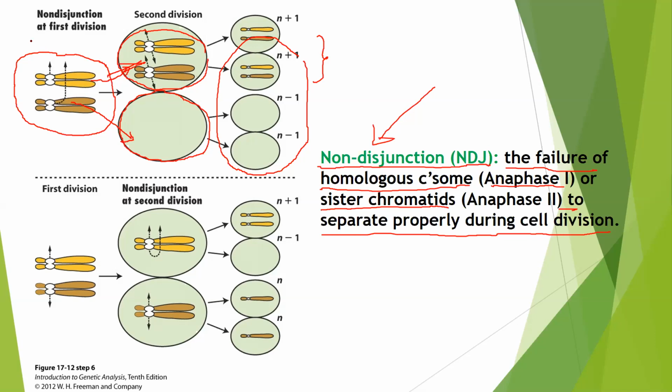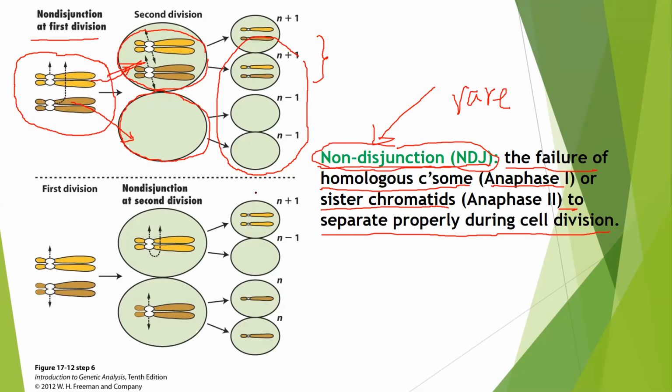And this is the example showing non-disjunction occurring at the first division. This situation is very rare. It's not likely, but it's possible. That's why we do not see this very often. It's a rare situation. This is the first possibility.